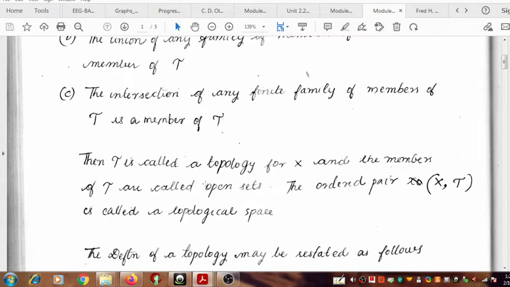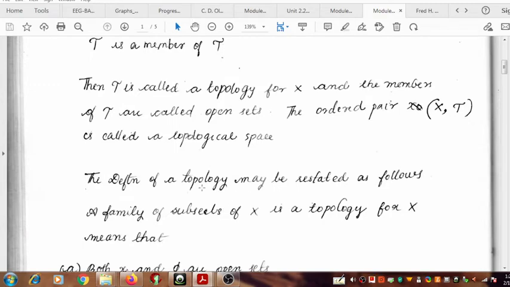Therefore, a subset of X which is present in a topology can be said to be an open set there, but it may not be present in a different topology. The same subset may not be present there. Then we cannot say that it is an open set there. Therefore, based on a different topology, that subset may not be open. So it's a very important thing that you should keep in mind. Okay.